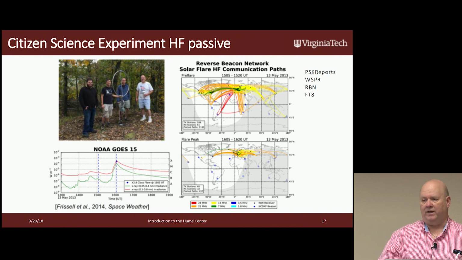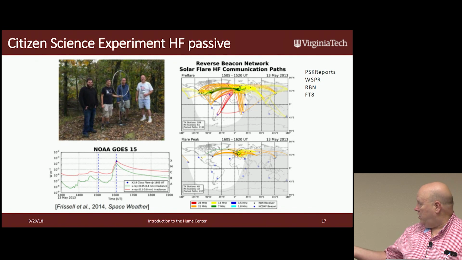And the reverse beacon network listens for all of them, demodulates them, and if there's enough identifiable metadata that the station's location and other things about that station are available, that goes into a database and an arc is drawn, and that's called reverse beacon network.